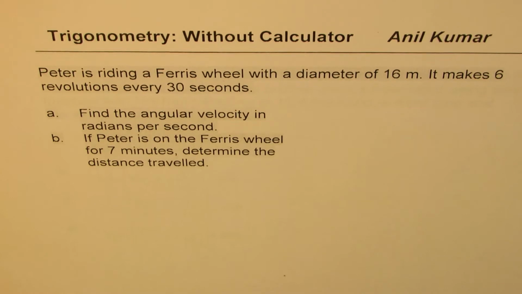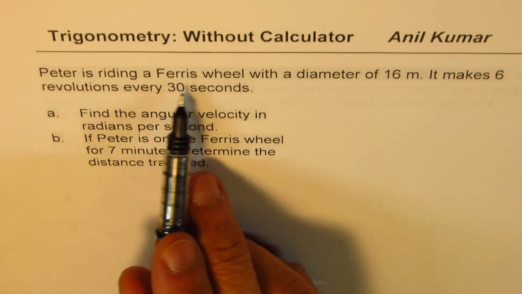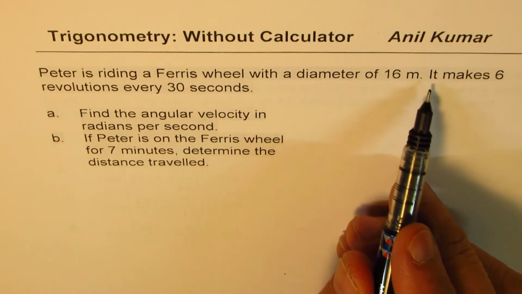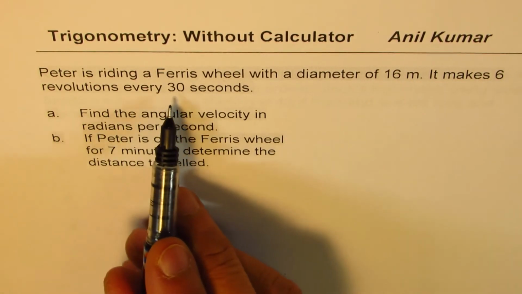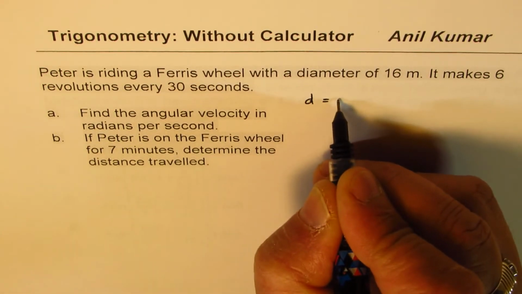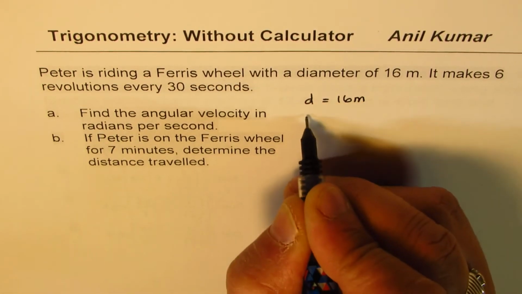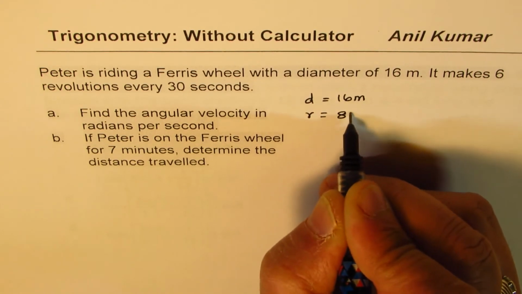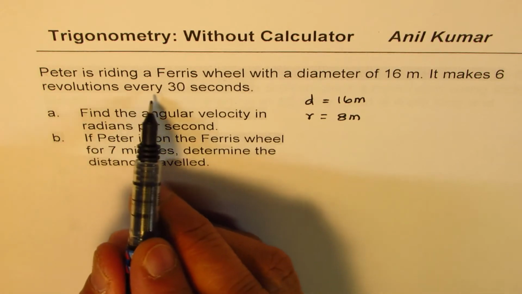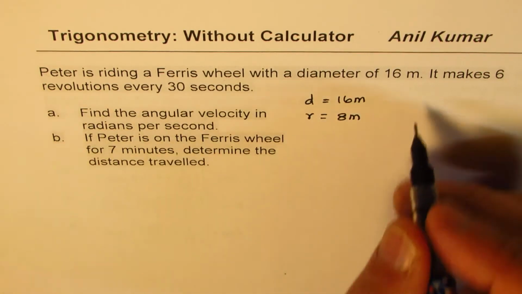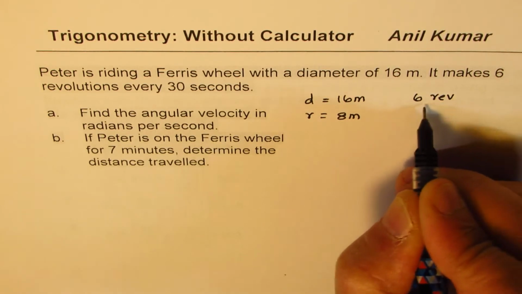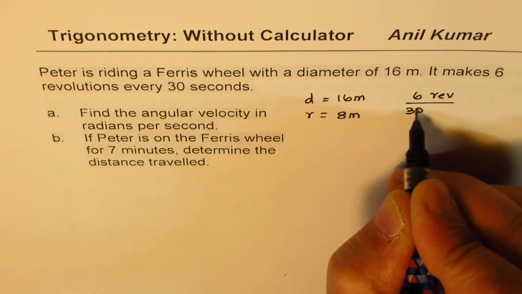Well, the question here is, Peter is riding a Ferris wheel with a diameter of 16 meters. It makes 6 revolutions every 30 seconds. So we are given the diameter as 16 meters. That means the radius is half, 8 meters. And we are also given it makes 6 revolutions in 30 seconds.